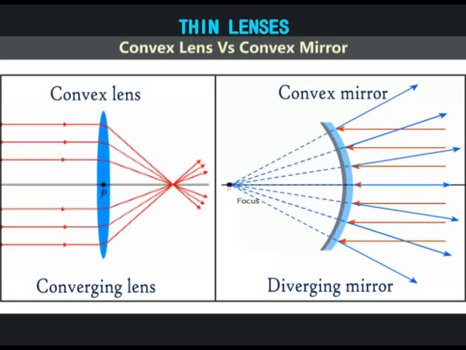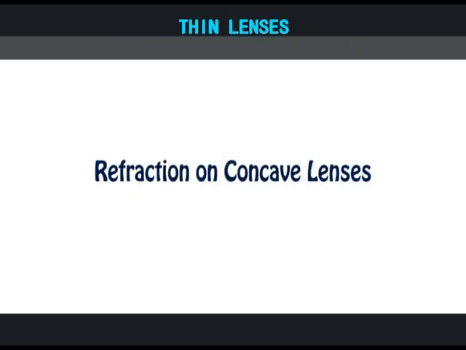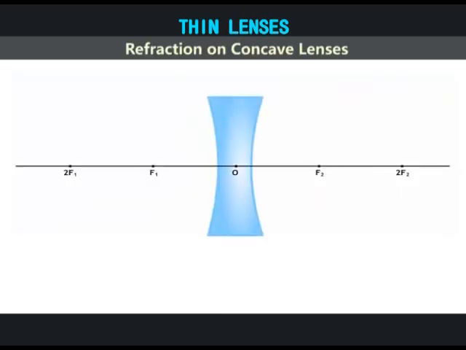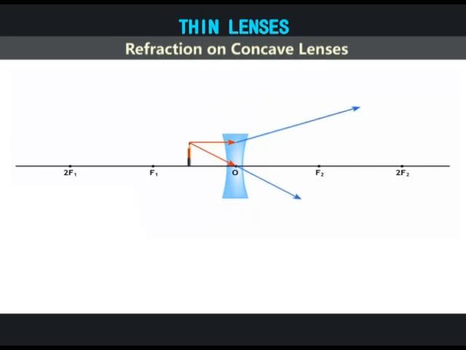So now we talk about refraction on concave lenses. A lens in which both surfaces are concave is known as a concave lens. That is, they form something like a cave. Light rays incident on a concave lens get diverged away from the principal axis of the lens. An image formed by a concave lens is always diminished due to the divergence of the rays. It is also known as a diverging lens.